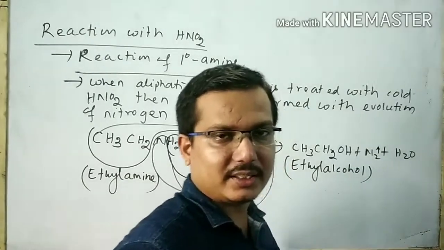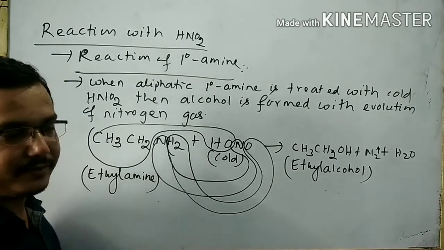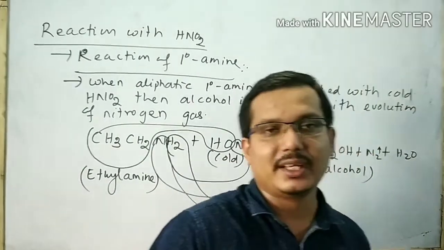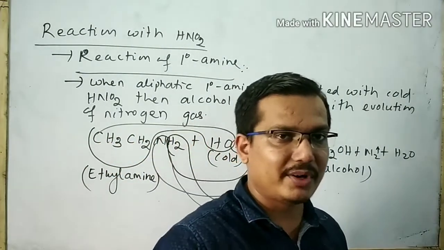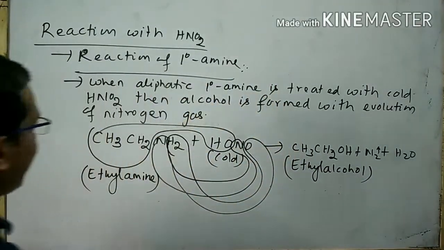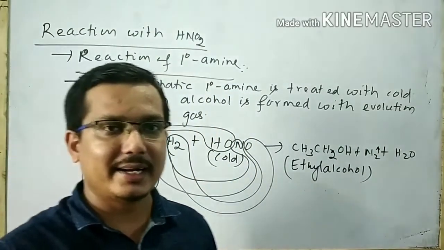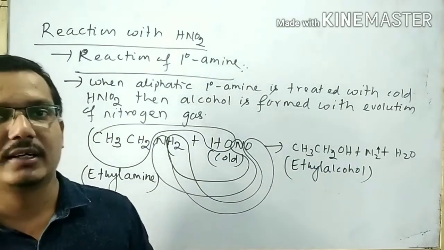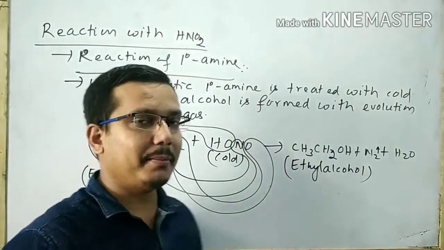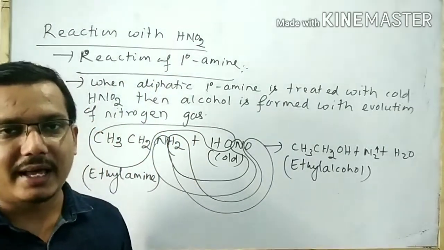That means when ethylamine is subjected to reaction with the cold HNO2, then ethyl alcohol is formed with the evolution of nitrogen gas. There is an exceptional case found in aliphatic 1 degree amine. All the aliphatic 1 degree amines, when treated with HNO2, form alcohol, but methylamine does not give alcohol. Methylamine, when subjected to reaction with HNO2, gives an alkyl nitrite, that is methyl nitrite, and an ether also, that is dimethyl ether. Maybe it gives methyl nitrite or maybe it gives dimethyl ether.